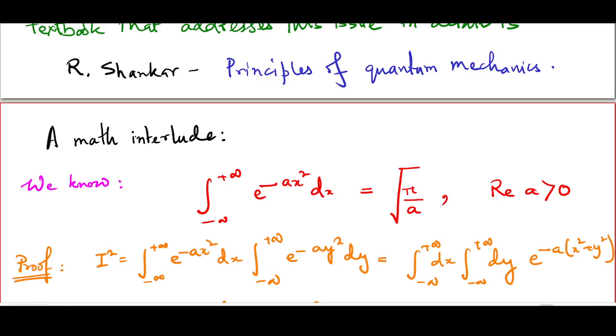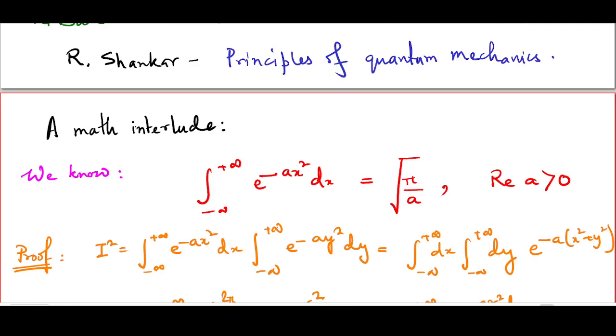One such way is you can consider I squared, I times I, where you write the same integral twice, once with x and the other time with y, as a dummy variable of integration. Now you can collect these two terms together and write this as a double integral over the entire xy plane of e to the power minus a times x squared plus y squared.